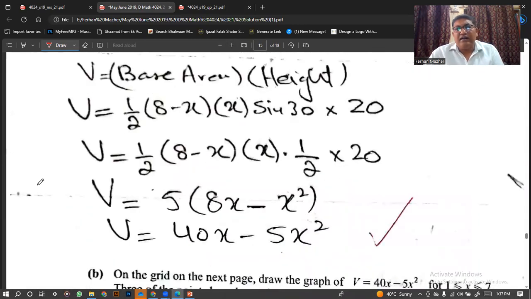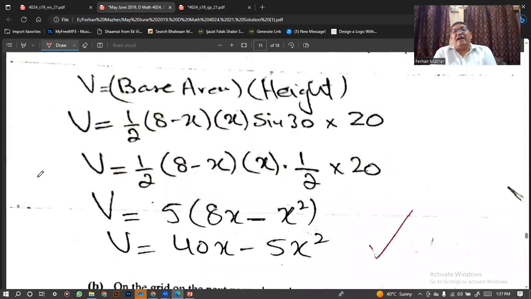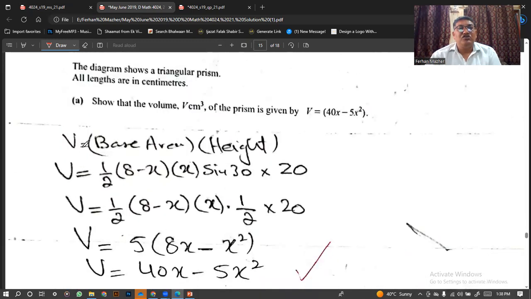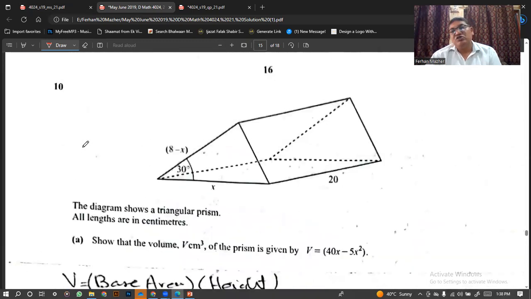So the volume is equal to base area multiply the length or the height of the prism, and the base will be 1 by 2 into 8 minus x into sine 30, and into the length of the prism, that is 20. So it will be 1 by 2 bracket 8 minus x bracket close, bracket x bracket close into 1 by 2. Sine 30 is 1 by 2. Multiply 20. So it will become 5 into 8x minus x square bracket close. That will be 40x minus 5x square. This was what we are supposed to show. This is what they have asked us to show.